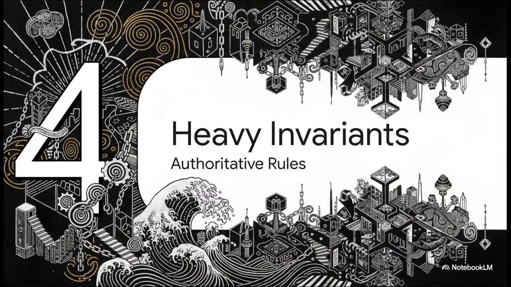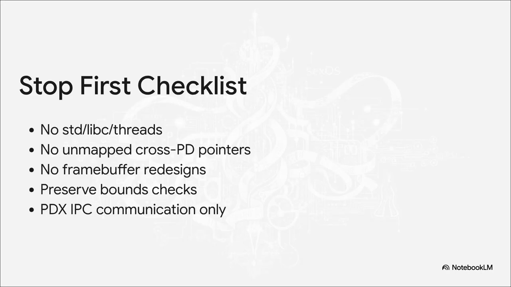Let's hit section 4, invariants you cannot break. We have what we call a stop-first checklist. Before you even think about modifying these core systems, you have to stop and really justify it. Let me spell these out. You cannot introduce SD, lib, C, or standard threads into this environment. You cannot create direct cross-protection domain pointers unless they are properly, strictly capability mapped. Do not even attempt a shared frame buffer redesign. We've already solved that problem, let's not go backwards. You absolutely must preserve strict bounds checks on all frame buffer writes to prevent memory corruption. And finally, all interprocess communication must happen exclusively through our PDX IPC mechanism. We do not do silent hacks here.